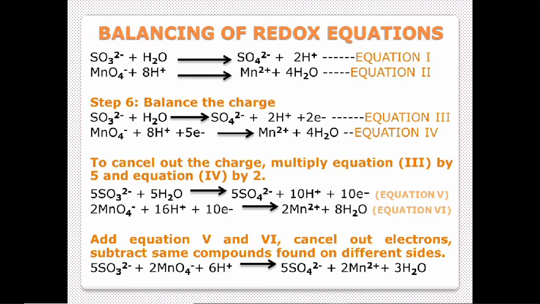Then on the product side, we have 5 times 2 minus of sulfate ion. We have minus 10 plus 2 times plus 2. That gives plus 4. Okay, so that gives minus 10 plus 4. That's minus 6. So on both sides of the equation, both the left hand side and the right hand side, we now have minus 6 as the charge, which makes it balanced.